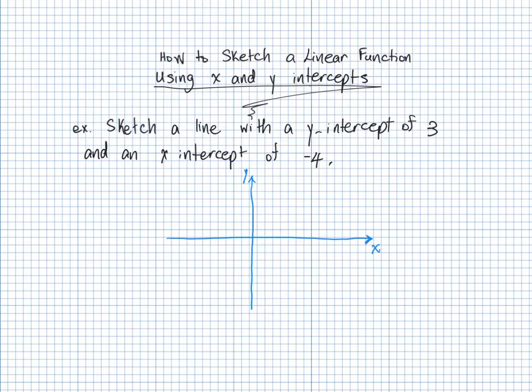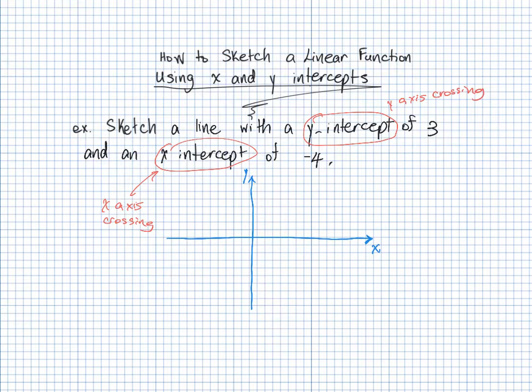Hi, in this video we're going to be looking at how to sketch a line or a linear function using the x and the y intercepts. So super important, we have to know what x and y intercepts are, what they mean. An x-intercept is where our graph crosses the x-axis, so where our line crosses the x-axis. And our y-intercept is where our line, of course, crosses the y-axis. So the y-axis crossing.